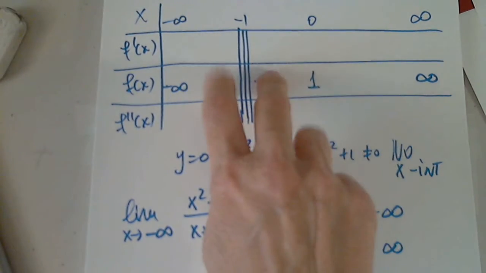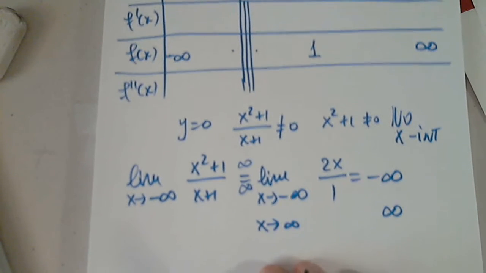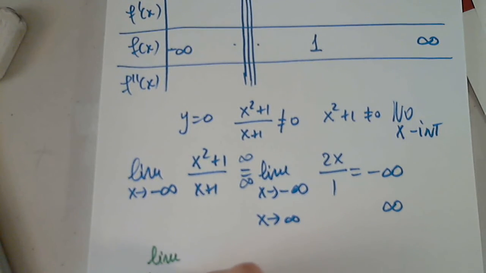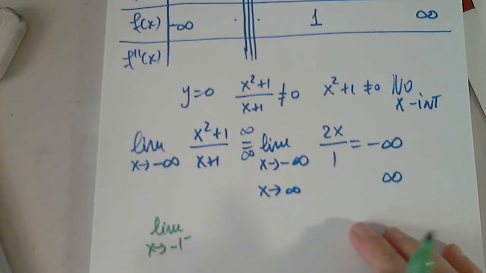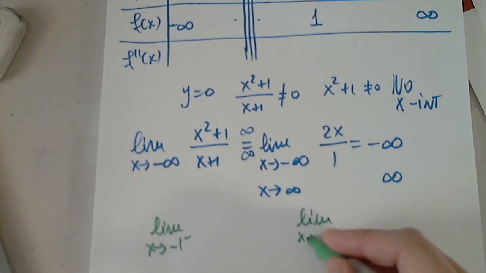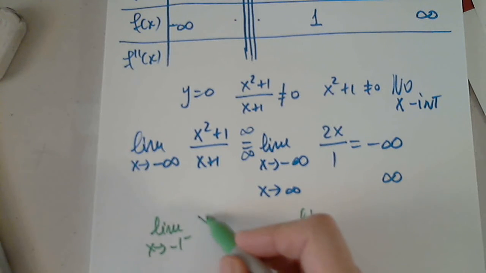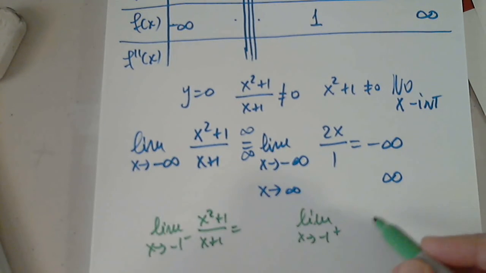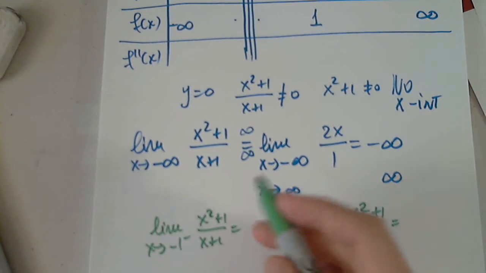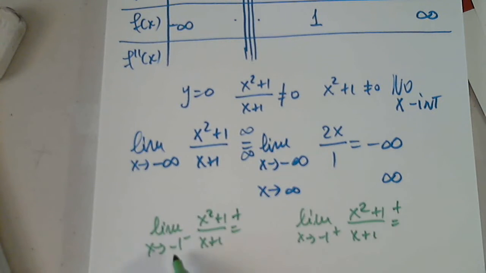Okay, so now I want these two. So the limit as x approaches -1 from the left, and the limit as x approaches -1 from the right, of (x squared plus 1) over (x plus 1). The top is always positive. -1 from the left, -1.1, this is negative. -1 from the right will be -0.9. This is also positive, so positive. Done.